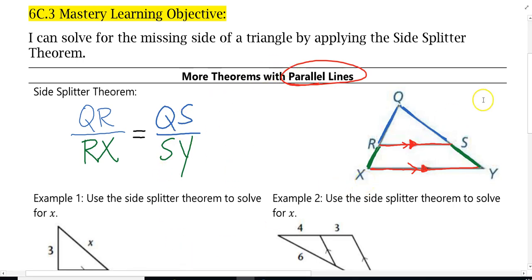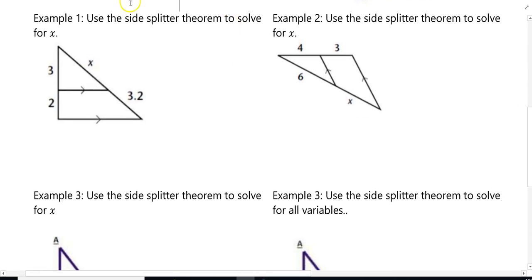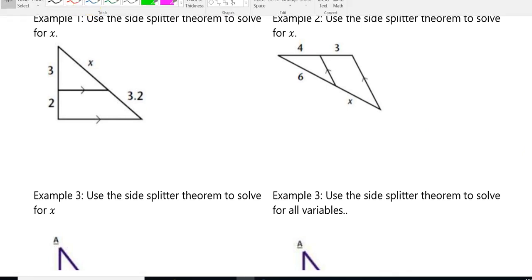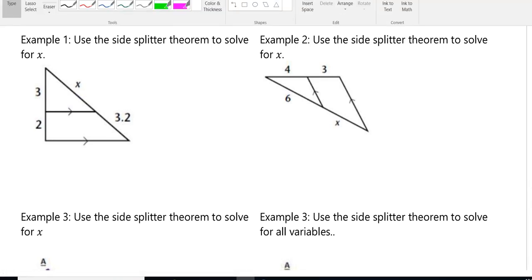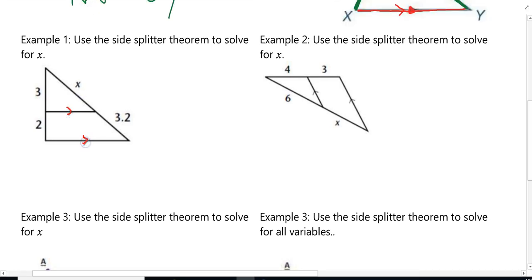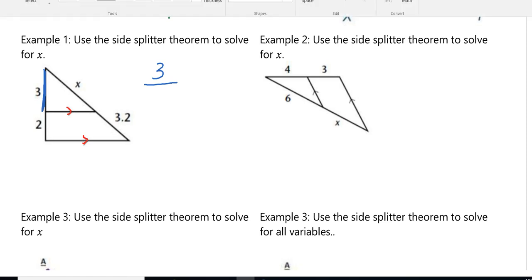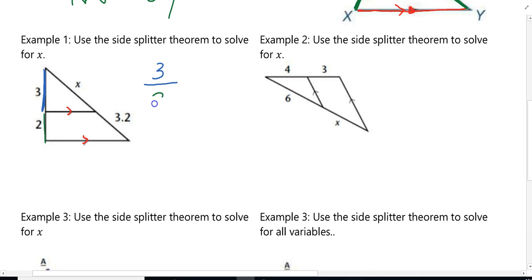So looking at our first example here, example 1, you basically are going to be setting up a proportion again of the ratios of the sides. I see my parallel symbols. Like I said, sometimes you just see the arrow. That's going to tell me that I can set up my side splitter theorem. So I'm going to take this side length, which is 3, and place that over this side length, which is 2. Actually, I'll make it green, so this way we can keep between our two sides. So this is going to be blue.